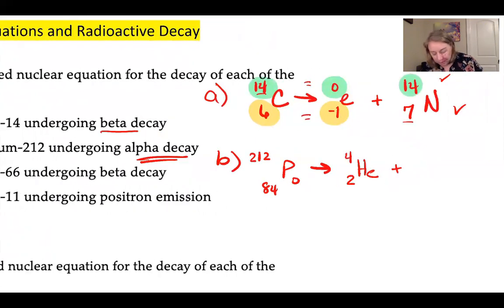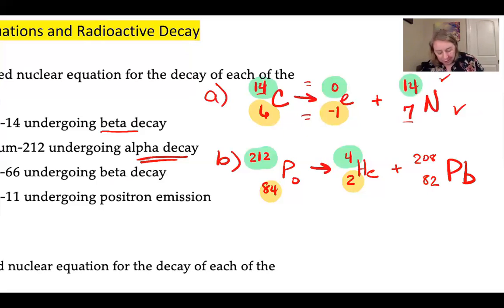Now, what's going to happen? So let's look at our mass number first, right? How are we going to make these two sides equal? So I'm going to have to take 212, subtract 4. I get 208 for a mass number. Then let's look at our number of protons. How are we going to make that equal? So 84 minus 2 is going to give me 82. So now that I know that I have 82 protons, I can go look on the periodic table and find out which element has 82 protons. And when you do that, you should find that that is lead, Pb.